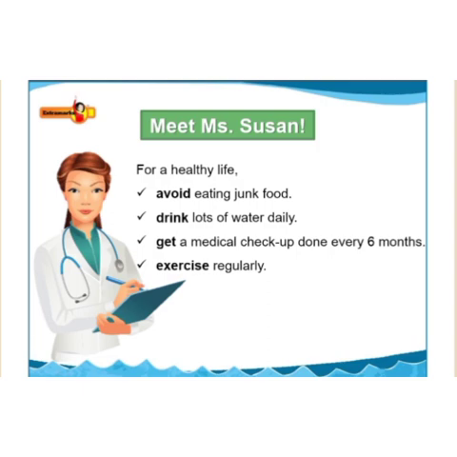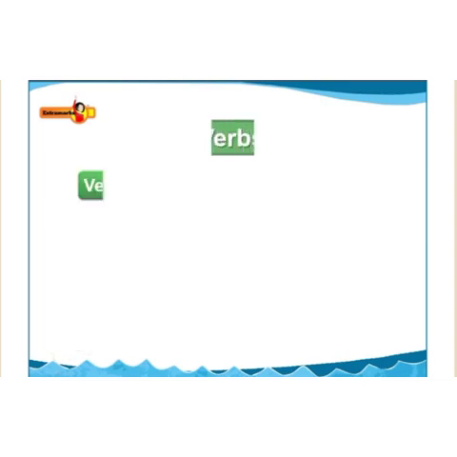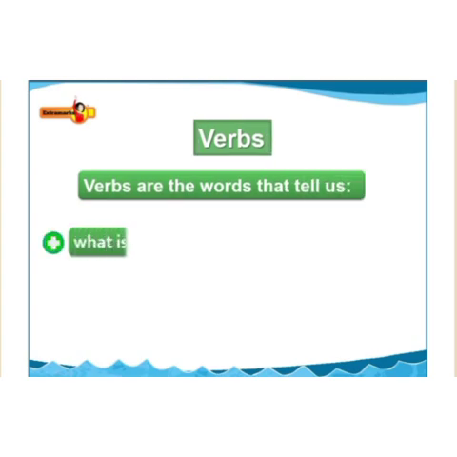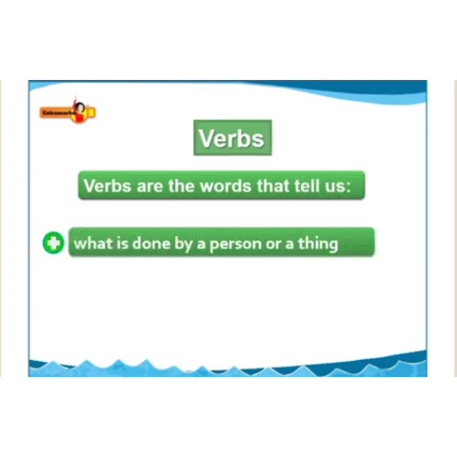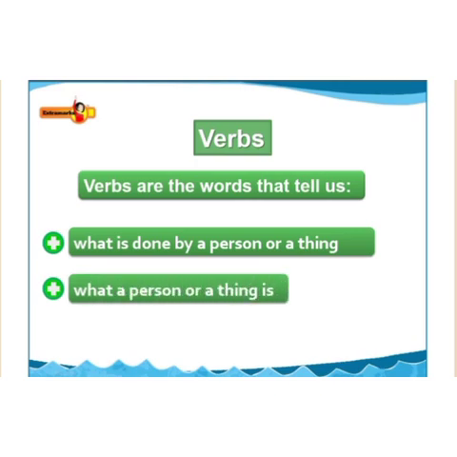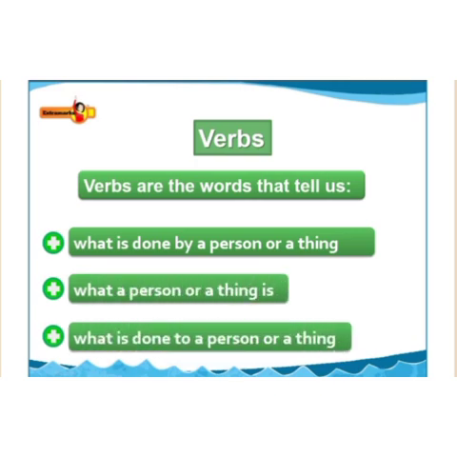These words, avoid, drink, get, and exercise, direct you to do something. Such words that describe an action are called verbs. Verbs. Verbs are the words that tell us what is done by a person or a thing, what a person or a thing is, what is done to a person or a thing.